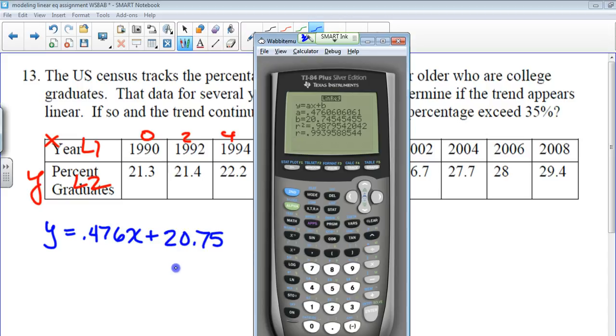This question doesn't ask about correlation coefficient, but it is on the test. So does somebody remember, what would you tell me the correlation coefficient is for this? Yeah, the R, 0.994, okay? Everybody good with that? All right, go ahead, yeah. I didn't get the R's for some reason. Okay, you have to turn your diagnostics back on. If you have an 84, just go to mode and scroll down and it says stat diagnostics, okay? By the way, X was years since 1990 and Y is percent of graduates.